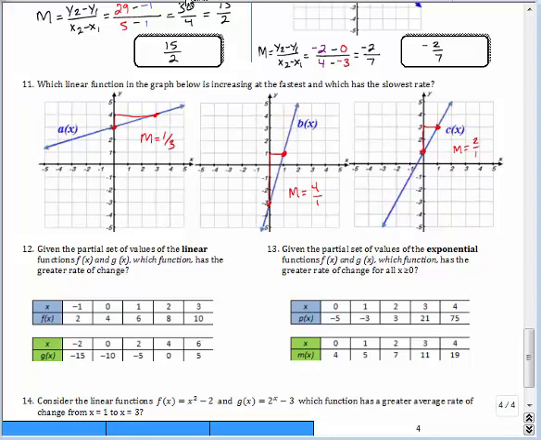So in this case, the slowest would be this one, and the fastest would be this one here. Fastest rate of change, and that one would be in between those two.